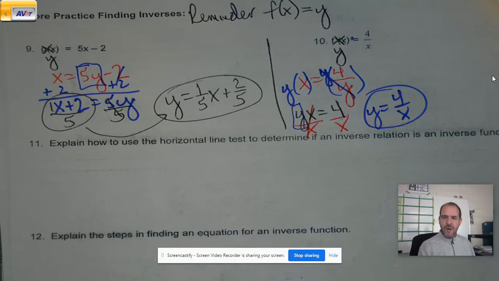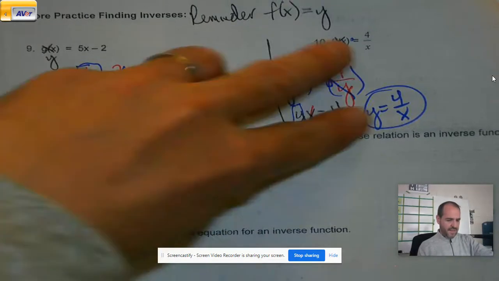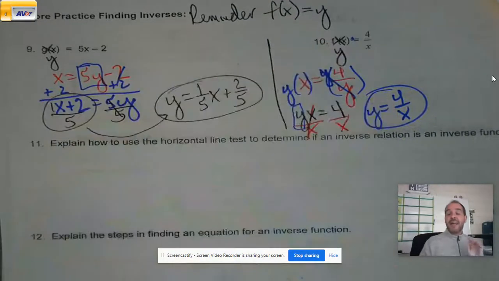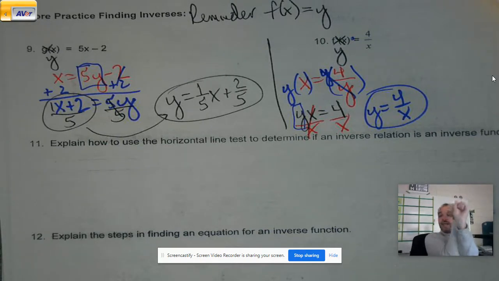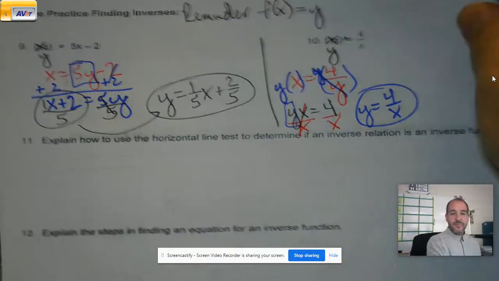You're like, well, wait a minute though, Hardy, that didn't change at all. Occasionally, you will get a function whose inverse is the exact same thing. They reflect right on top of each other. That'll happen, so don't freak out if that happens. It does happen occasionally.